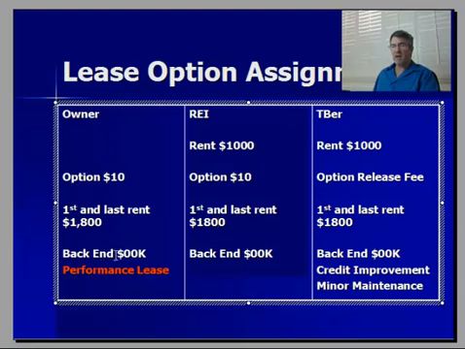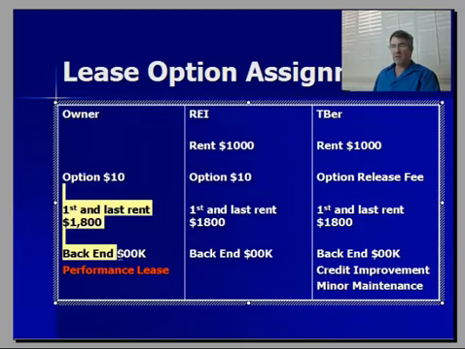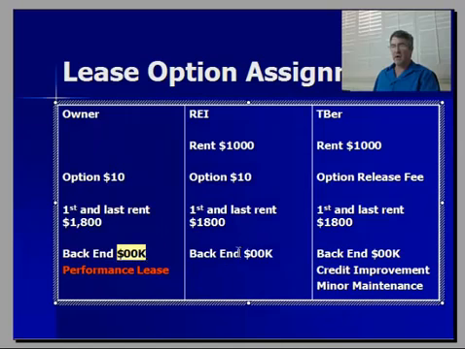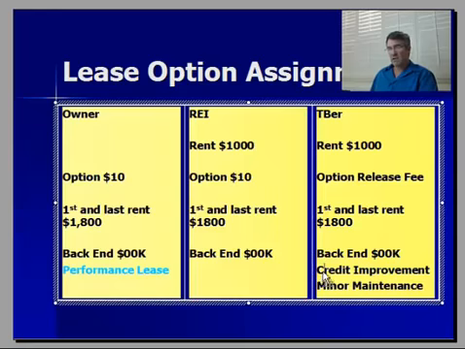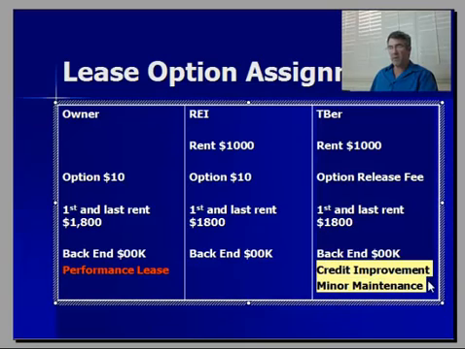And the back end doesn't come into play because you're not doing a double close. You're just assigning the deal for a fee. You don't have a performance lease because you're not in a sandwich. You're assigning the deal, and these two things are still important: the credit improvement and the minor maintenance.